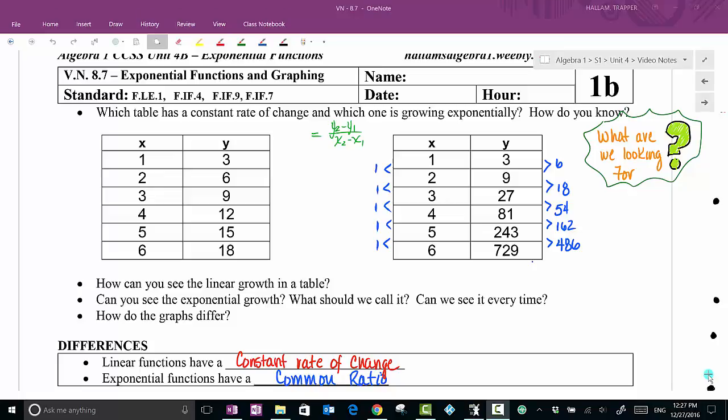Okay, hi everyone, and welcome to Video Notes 8.7, where we're going to talk a lot about exponential functions. In part 2 or day 2, we'll talk more about the graphing. But today we're going to focus on exponential functions, kind of just the general parts. What do they look like?